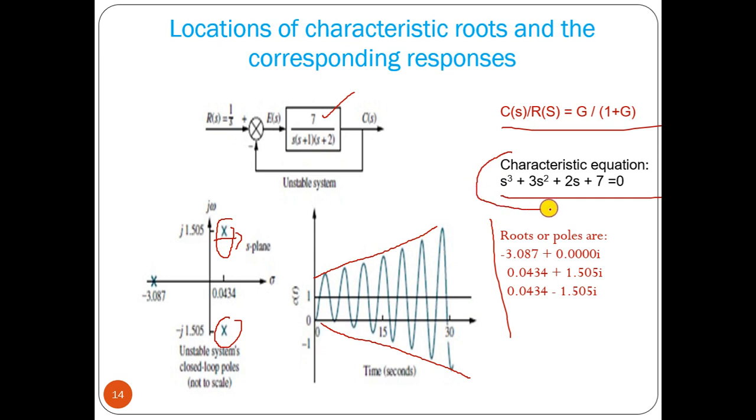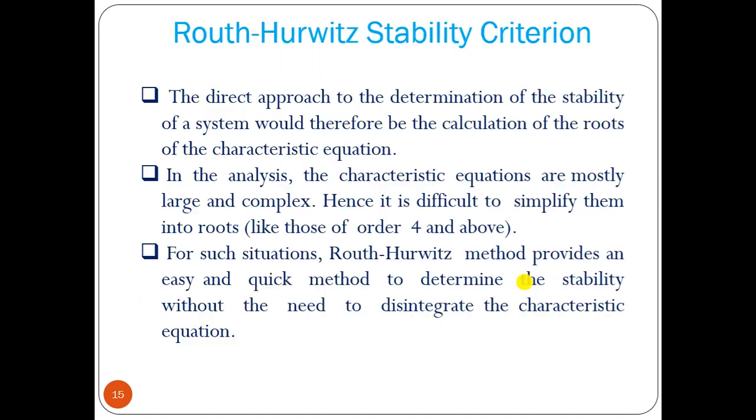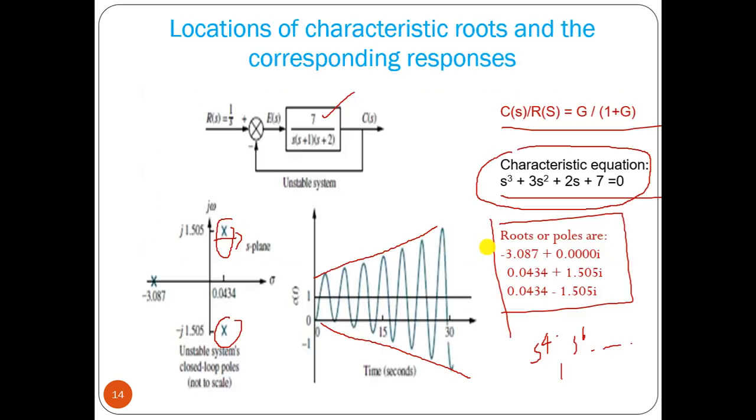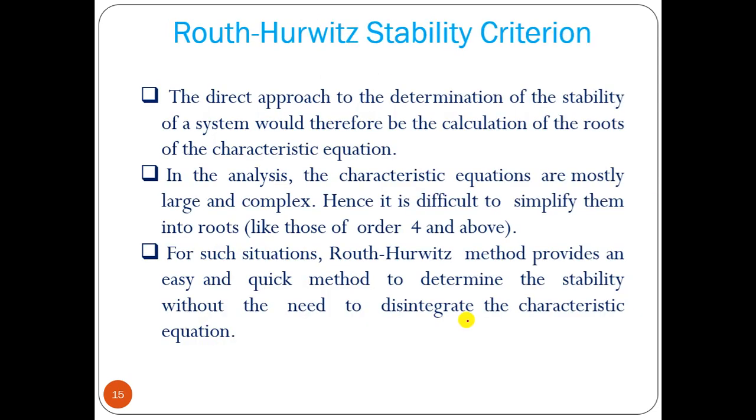Now if it is only first order, second order, or third order, it is very easy to find out the roots of the characteristic equation or the pole values. But if it is a fourth order system or more, or a sixth order system or more, then it is very difficult to find the roots by pen and paper calculation. We have to use a computer for that. But there is another method that we can apply to solve higher order systems very easily using pen and paper. That method is known as the Routh-Hurwitz stability criterion.